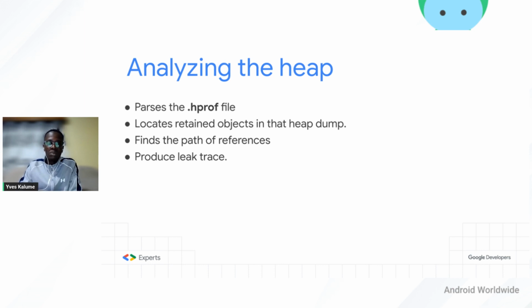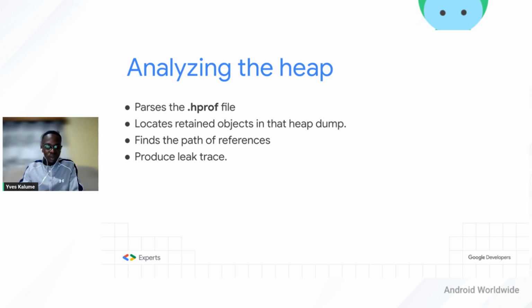A heap dump produces a file with the extension .hprof, which is a binary file. LeakCanary used to parse it using a library called Shark. When it parses the hprof file, it tries to locate all the retained objects which we have stored in our list, and it tries to find them in the heap dump.